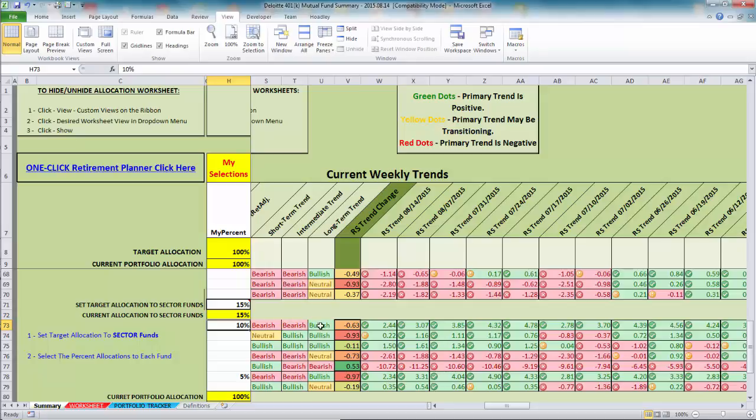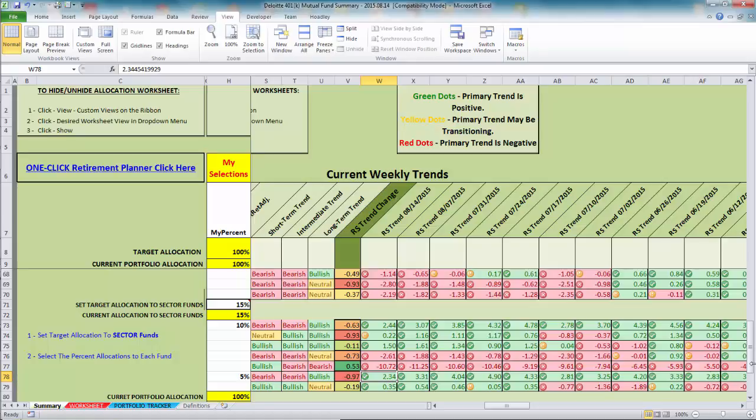Our 10% allocation shows that we have bullish signs to the left and a bullish sign to the right. So we're okay, there's no action needed. And we have a 5% allocation showing a similar situation. We're bullish to the left of column V and bullish to the right. So with that said, there's no action again that's needed.